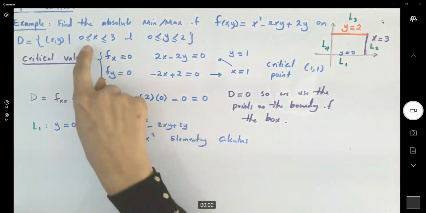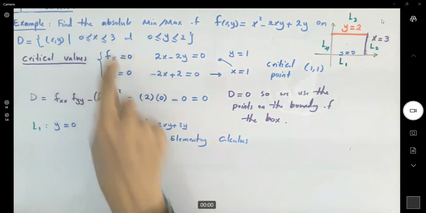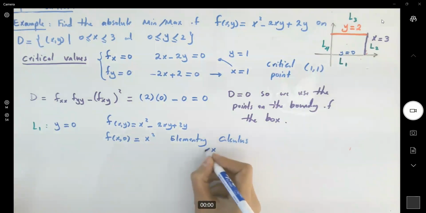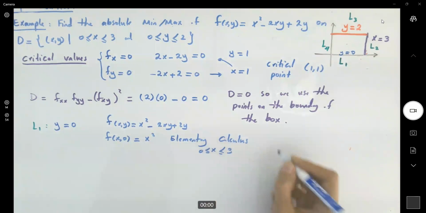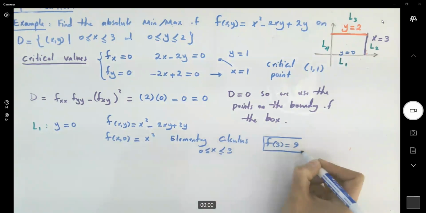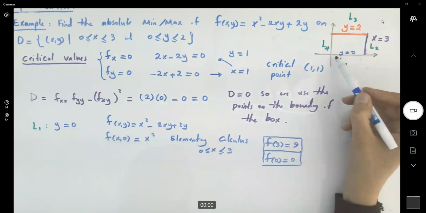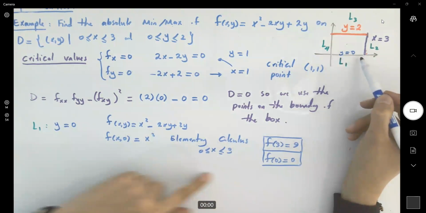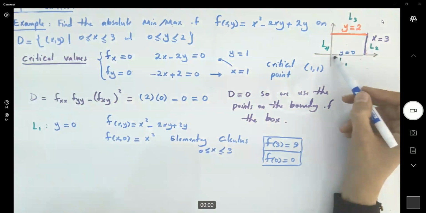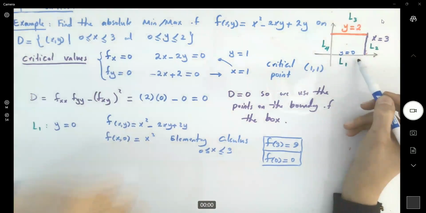Note that your x is bounded between 0 and 3. Okay, so what's the maximum value? It's going to be 9. x is bounded between 0 and 3, and f of 3 is 9. f of 0 is 0. Okay. So on L1, this is the behavior of your original function.